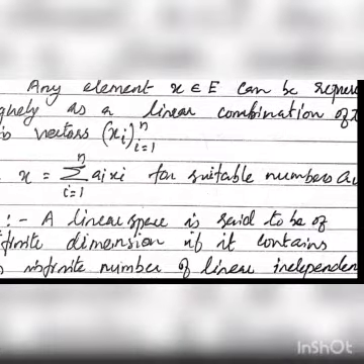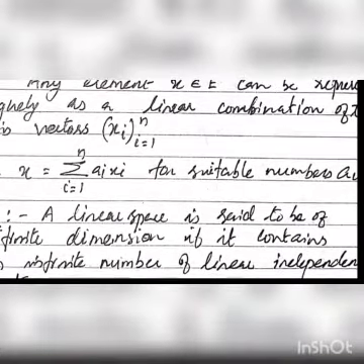Remark: a linear space is said to be of infinite dimension if it contains an infinite number of linearly independent vectors. I repeat, a linear space is said to be of infinite dimension if it contains an infinite number of linearly independent vectors. So this is part 1 of the introduction.